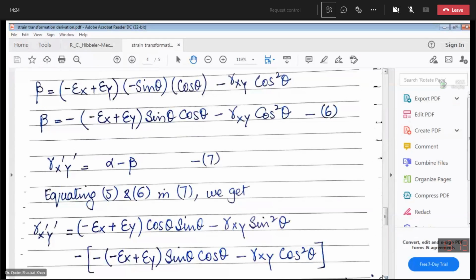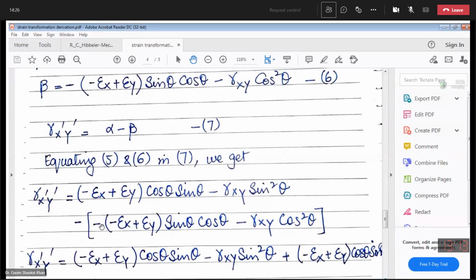When you do it, first open up these brackets, solve these two brackets, and then open up these smaller brackets.